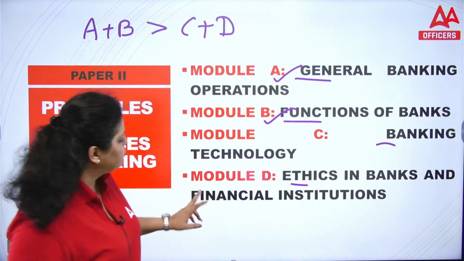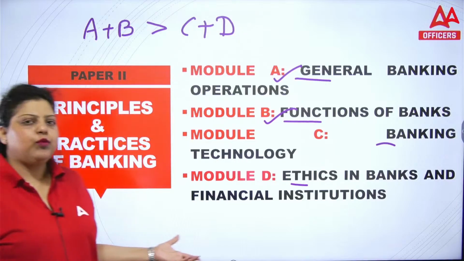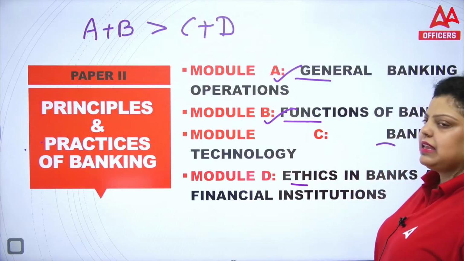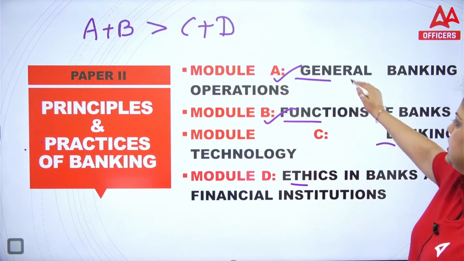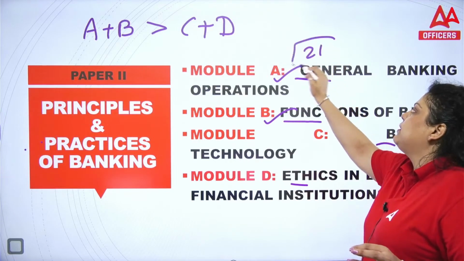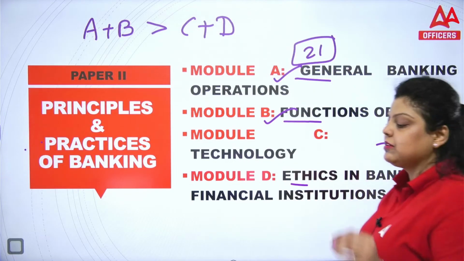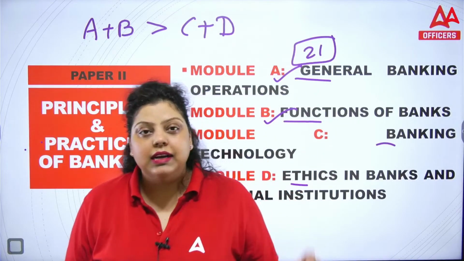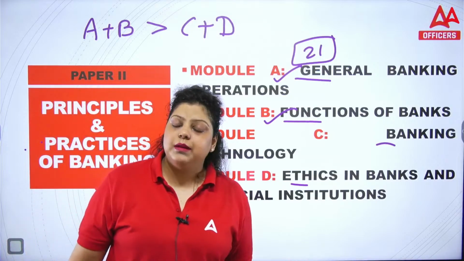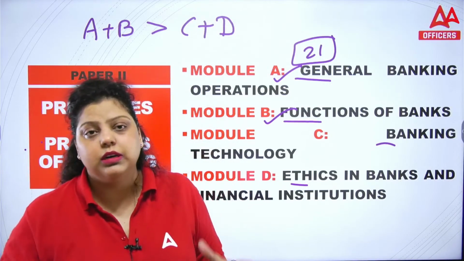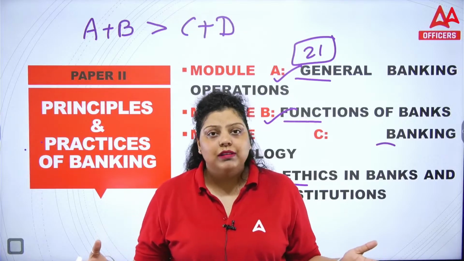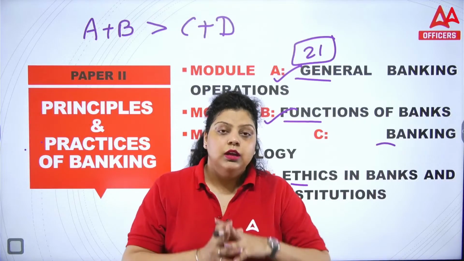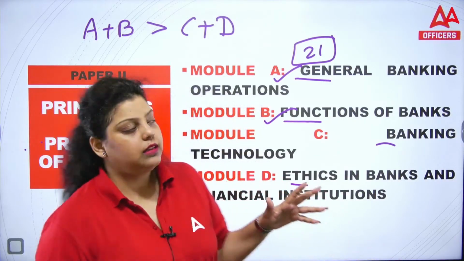If I talk about the last module, that is ethics, around 4 to 5 units are there, not more than that. Module C is the same, not more than 10 units. But in module A, you will have 21 units. This single module covers 21 units, and these units have very comprehensive details about the guidelines and policies of KYC, AML, account opening, types of customers, types of accounts, what kind of documents are required to open an account, and what type of customer can open what type of account. So there are a lot of guidelines and theory in module A.